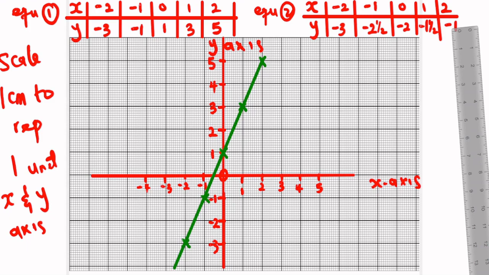So now for equation 2, when x is -2, y is -3. Now I'm going to use a full stop to denote this.